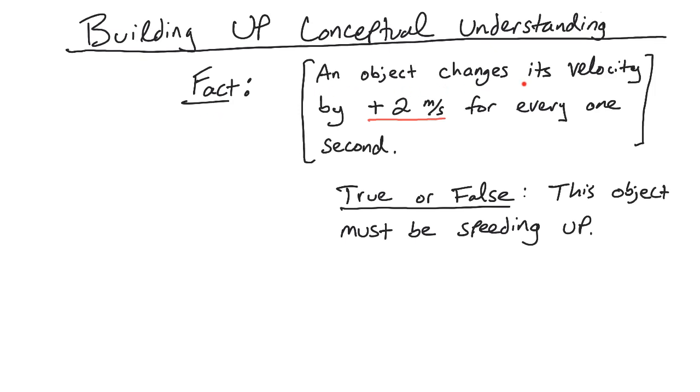An object changes its velocity by positive 2 meters per second for every 1 second. I'm stating that as a fact for some object. And I have a simple true or false question for you to consider. This object must be speeding up. So based on this fact, answer either true or false. This object must be speeding up.